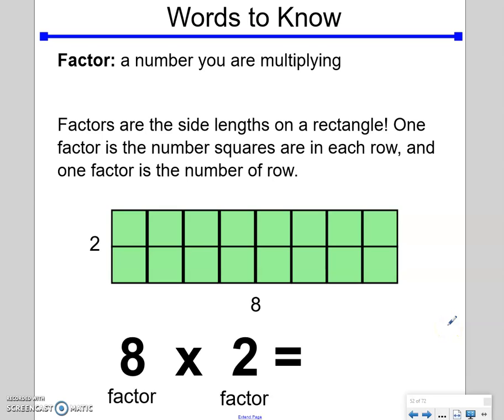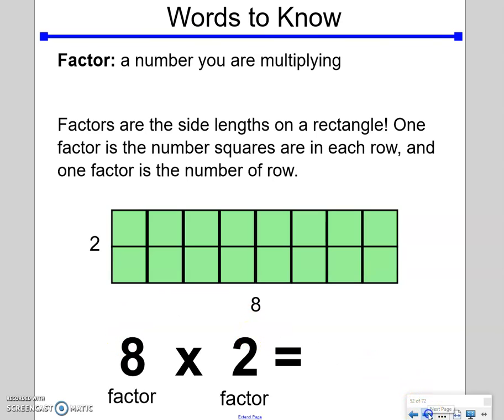We've learned that factor is what you call a number that you are multiplying. The factors are the side lengths on a rectangle. One factor is the number of squares in each row, and the other factor is the number of rows. So when we look at this 8 by 2 rectangle, we see that there are 8 squares in each row. So one factor is 8. And there are 2 rows, so one factor is 2. This multiplication equation would be 8 times 2. 8 squares in each row times 2 rows. So 8 is a factor and 2 is a factor because they are the numbers we're multiplying.